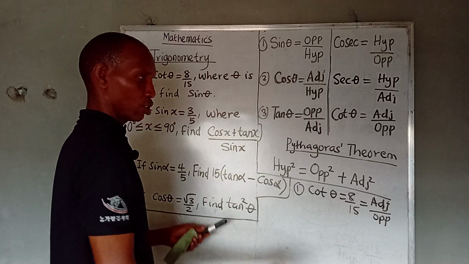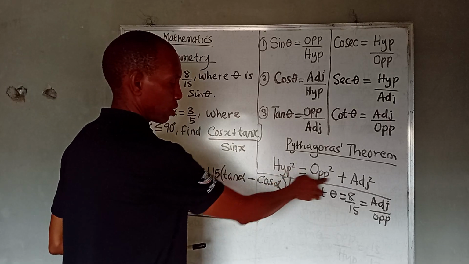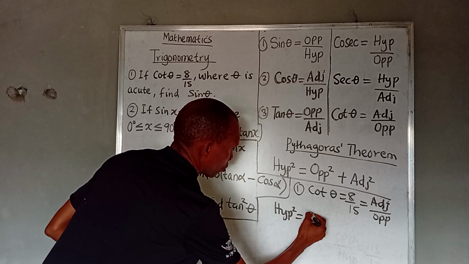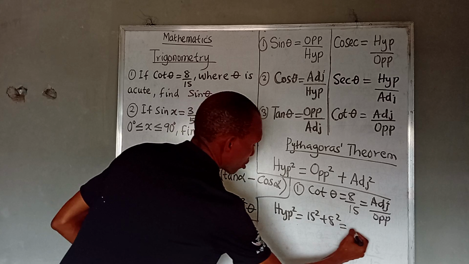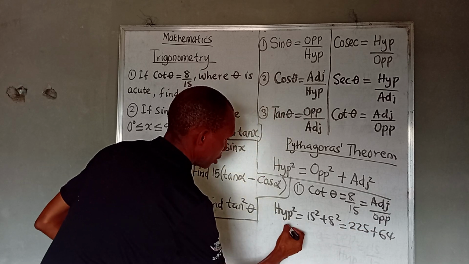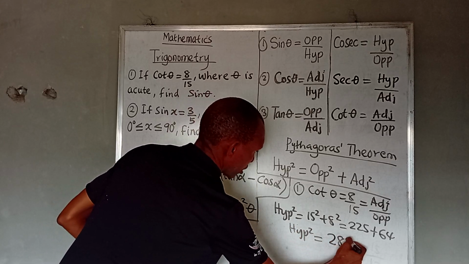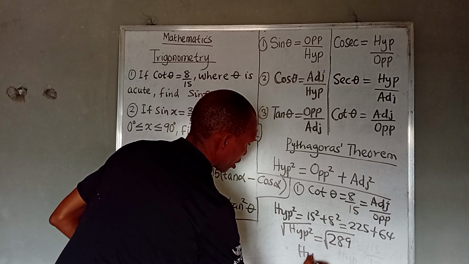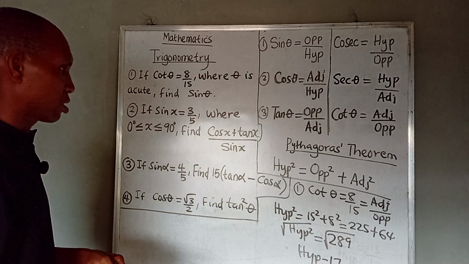So what do we do then? We need to get the hypotenuse using the Pythagoras theorem. Hypotenuse squared is equal to opposite squared plus adjacent squared. So the hypotenuse squared will now be equal to 15 squared plus 8 squared. That gives us 225 plus 64. Then it means that the hypotenuse squared is 289. So we take the square root of both sides so we can get the hypotenuse. That means the hypotenuse is 17. We have gotten the hypotenuse.